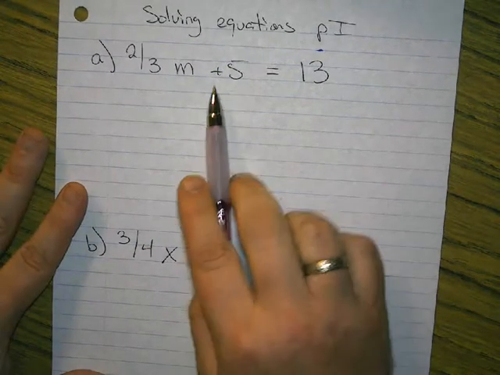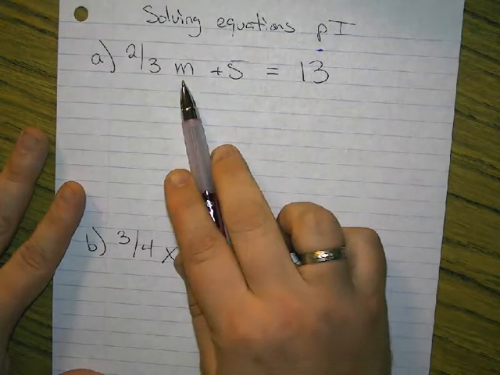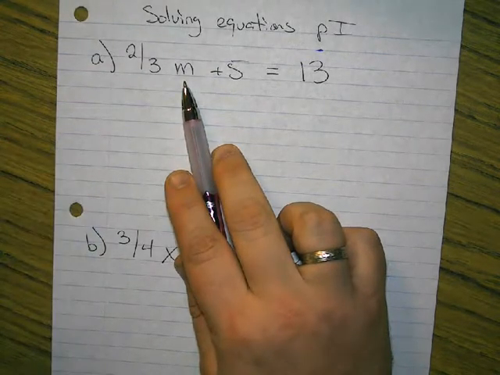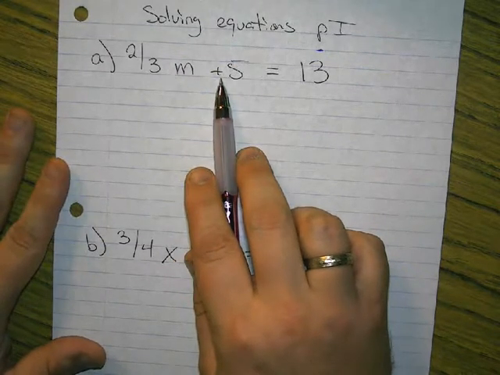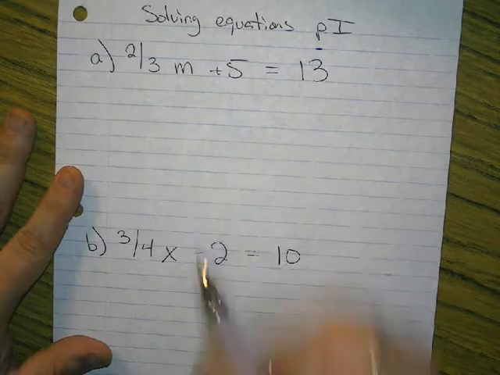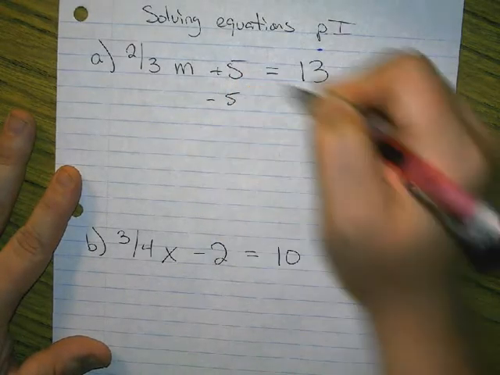First thing we're going to want to do is get rid of this positive 5 that's by the variable. All you have to do to get rid of things is the exact opposite. So what's the opposite of adding 5? Subtracting 5.